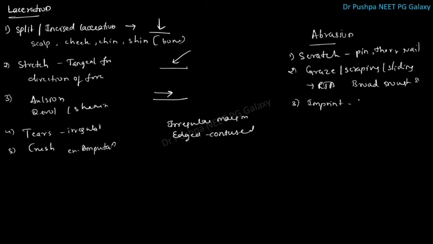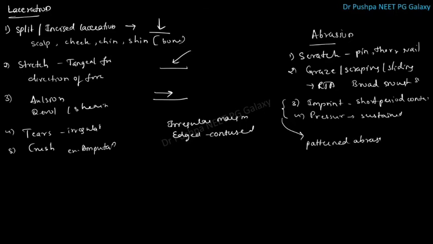So third one is imprint abrasion. So there will be short period of contact between surface and the person. Fourth one is pressure abrasion. There will be sustained pressure or there will be long time of contact. So these pressure and imprint, they'll produce patterned abrasion. So based on the pattern, we can find out the material which causes that wound.